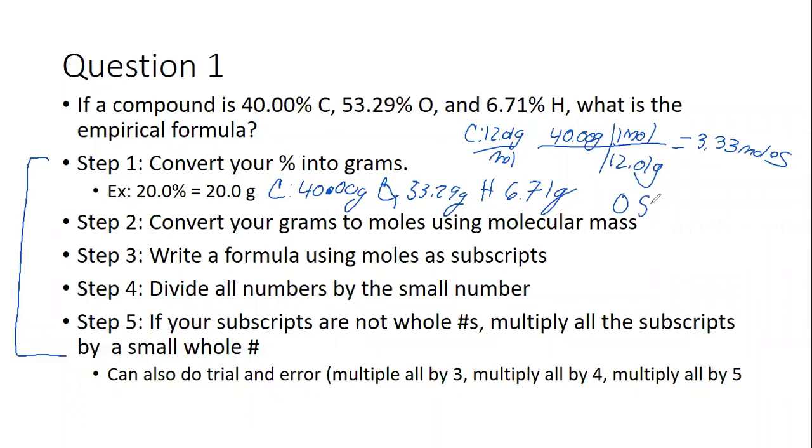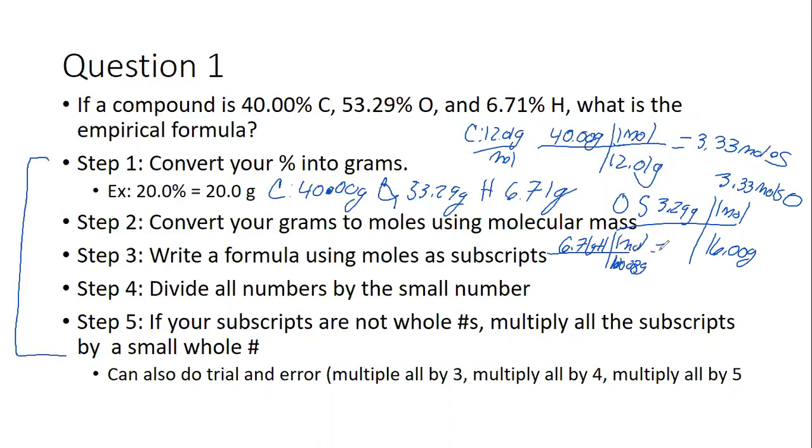Oxygen. We have 53.29 grams of oxygen. On the periodic table, oxygen has a weight of 16, or 15.999 grams for 1 mole. And when we do that, we have 3.33 moles of oxygen. Hydrogen. So we have 6.71 grams of hydrogen. Periodic table, 1.008 grams for 1 mole. And we have 6.66 moles of hydrogen. So using the periodic table, we can convert our grams into moles.